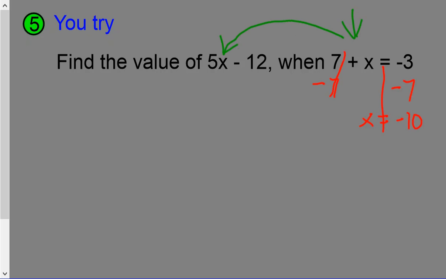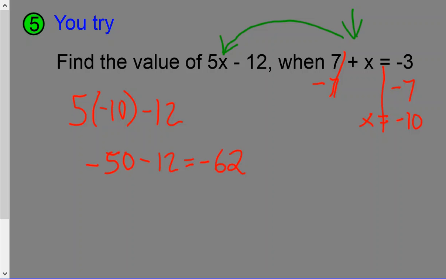Alright, so when 7 plus x equals negative 3, we got to isolate the value of the variable x by doing the inverse operation of plus 7, which is minus 7. And then we have to do it to both sides, and minus 3 minus 7 would give you negative 10, so x is equal to negative 10. Then we're going to plug that into our expression over here, 5 times negative 10 minus 12. So 5 times negative 10 would be negative 50, and negative 50 minus 12 would be negative 62.